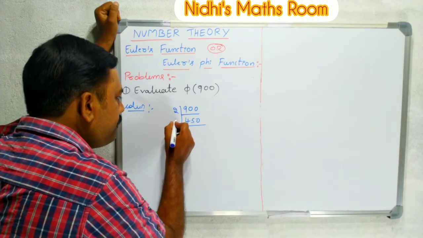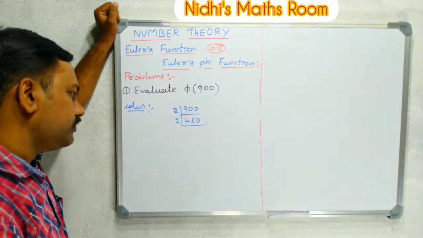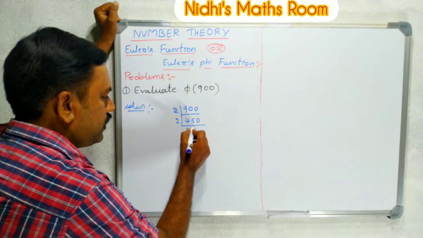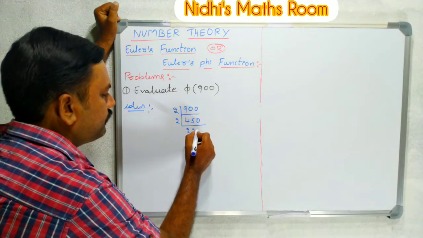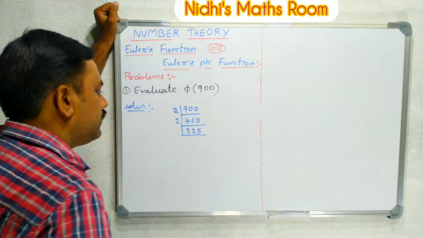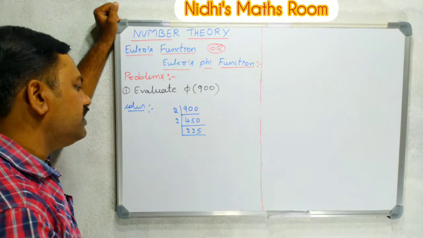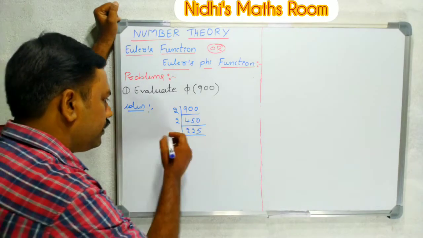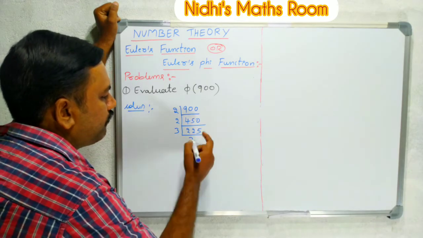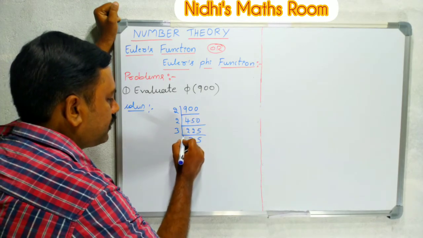Is it clear? Again divided by 2, that gives 2 2s are 4, 2 2s are 4, 10, 2 5s are. Next is this 225 divisible by 3? Yes, no doubt. 3 5s are 15, 3 5s are.